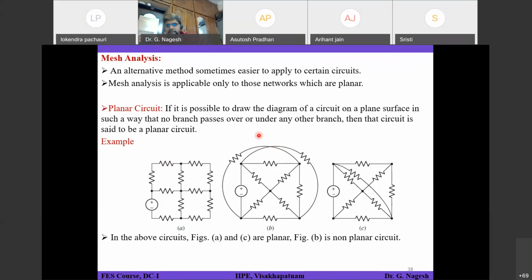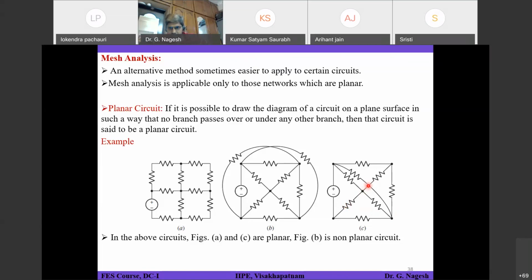What about this one? Non-planar? Most of you might feel that it is non-planar, but I have written that C is also planar. Why? If you observe here, this branch seems to be overpassing this particular branch, but if you check more exactly, it is not overpassing, because I want to draw the circuit on a plane surface.